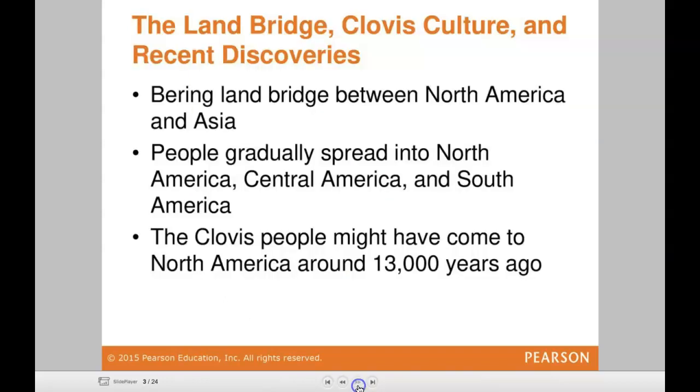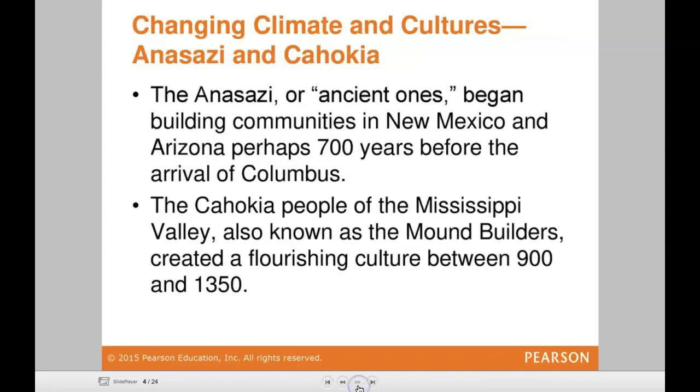The Bering Land Bridge between North America and Asia was the primary way upon which many people believed that humans actually appeared here in North America in the first place. People gradually spread into North America, Central America, and South America, in that order. The Clovis people might have come to North America around 13,000 years ago, actually, and the spears that they left behind might be a key indicator as far as anthropology and understanding the story of those people.